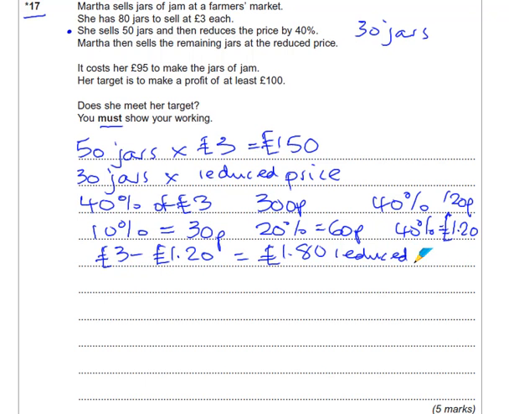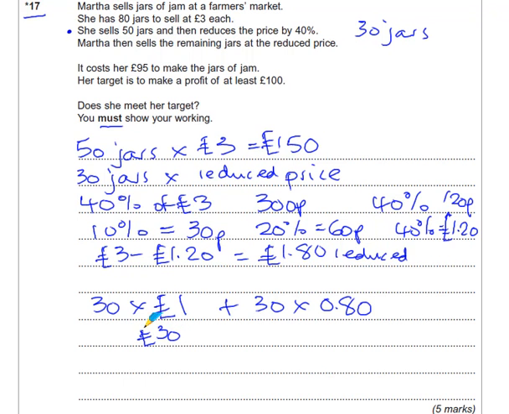Okay, now we've got 30 jars to sell at that reduced price. So 30 multiplied by £1.80. I'm going to split that into two parts: 30 times £1 plus 30 times 80 pence. Okay, 30 times £1 is £30.